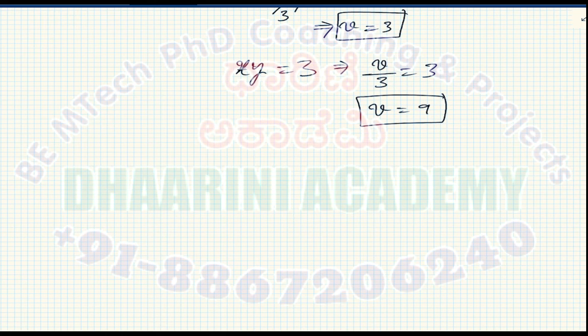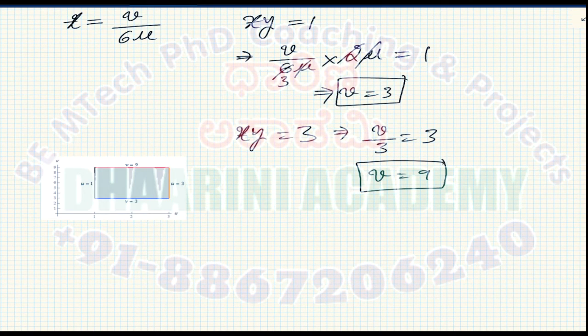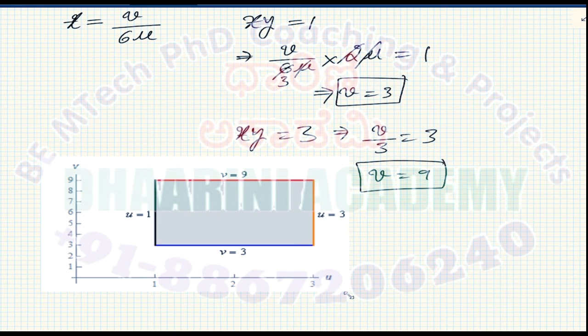Okay, I think we can write a graph corresponding to that. And this is the graph corresponding to this answer. We can see u varying from 1 to 3 and v varying from 3 to 9 generates the region like this.